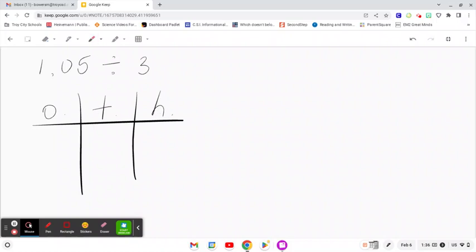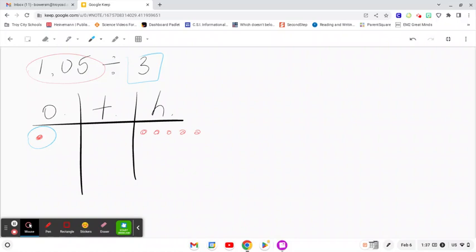The first step that we're going to do is put this dividend into our place value chart. So there's 1 in the ones place, 0 in the tenths place, and 5 in the hundredths place. So what I'm going to ask my students to do is to make groups of 3. So if I have 1 one, can I make a group of 3? No, I can't. There's only 1 one.